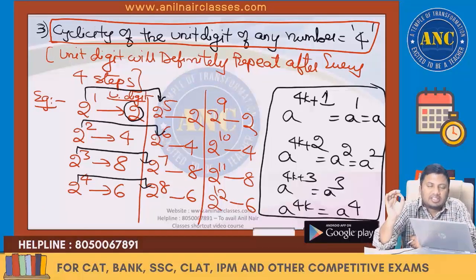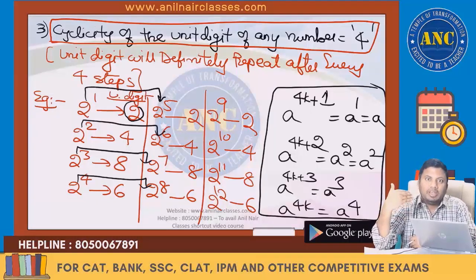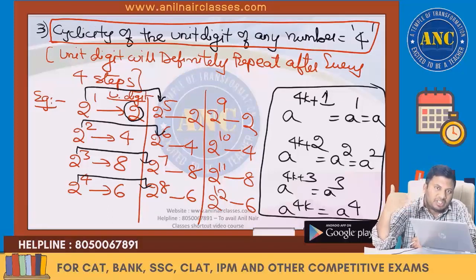If a is the unit digit of a number, a power 1 after 4 steps, it could be 4, it could be 8, it could be 12, it could be 16, it could be any multiple of 4.